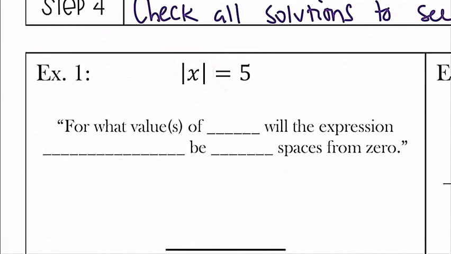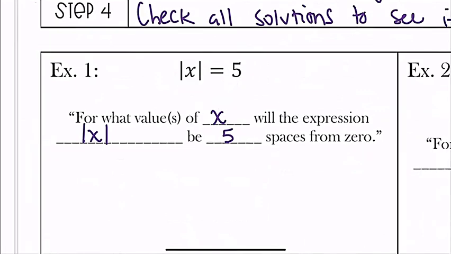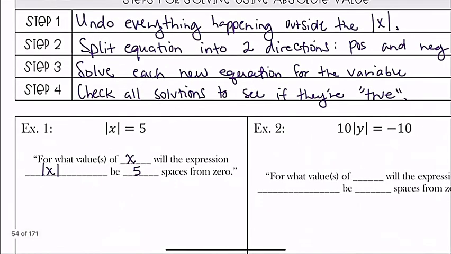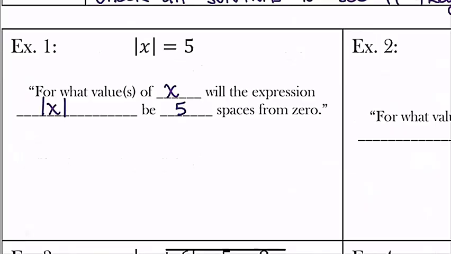So what we're asking is, for what value of x, because we're using x here, will the expression, the absolute value of x, be 5 spaces from 0? So we're asking, what value of x is this many spots away from 0? And because it's already solved, like it doesn't have anything on the outside, we would just go to step 2. Step 2 says split equation in 2 directions, positive and negative.